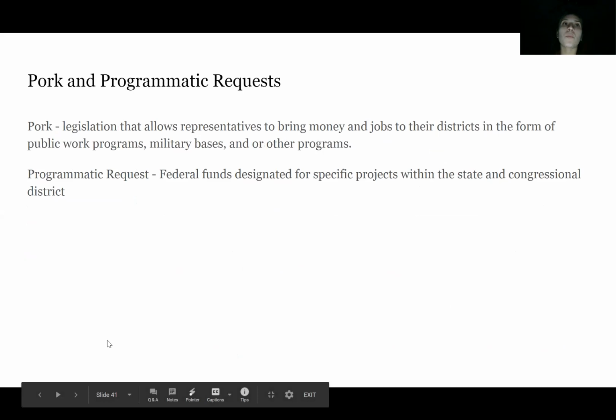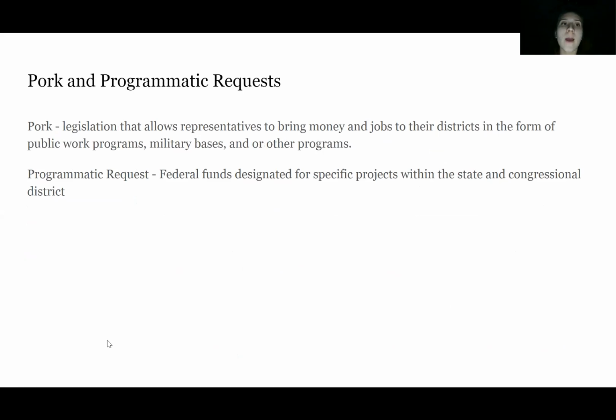Pork and programmatic request. Pork. I like to think it's super meaty. It's like it's a big hunk. So what does that mean in government? Legislation that allows representatives to bring money and jobs to their district in the form of public work programs, military bases, and programs. These are real life, tangible things that representatives are able to put into communities.